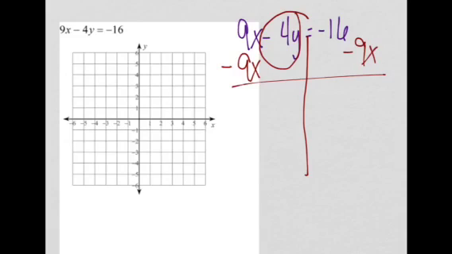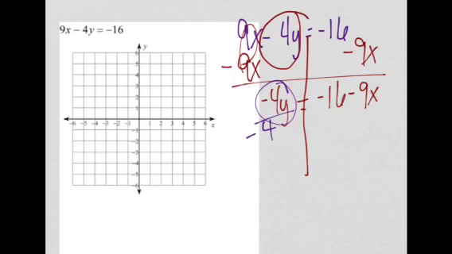Once we have that done, these zero out, and I have negative 4y left down here. Negative 16 and negative 9x will not combine under any circumstances. Go back and circle what I'm solving for. I got a negative 4 in the circle then, so I divide by negative 4. Do not get confused by the negatives and think you need to add.